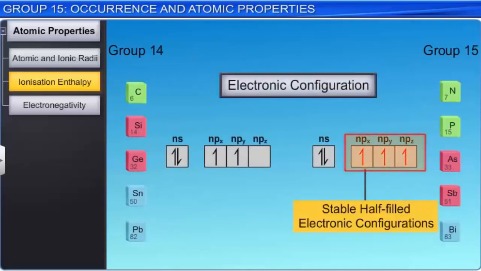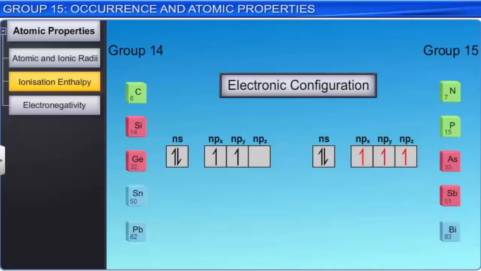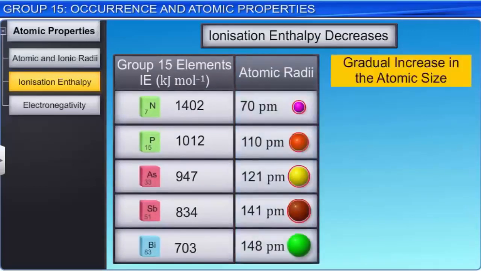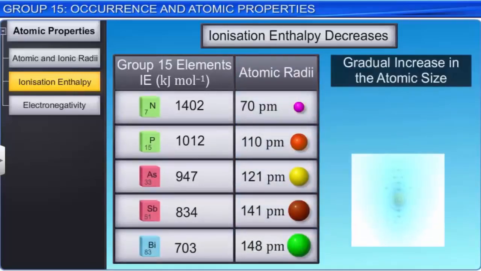However, as we move down the group, the value of ionization enthalpy decreases. This is due to the gradual increase in the atomic size, which reduces the force of attraction between the valence electrons and the nucleus.